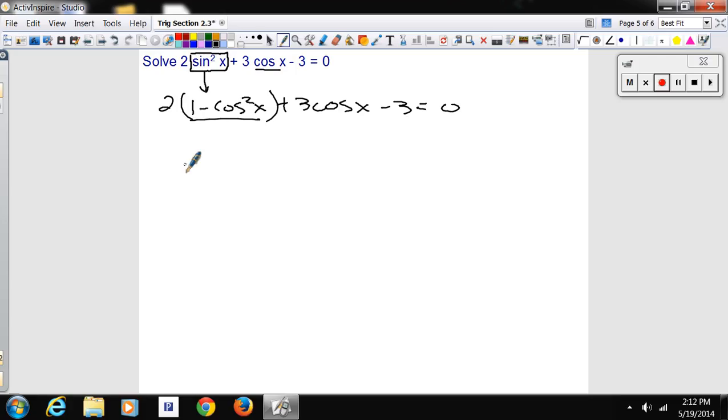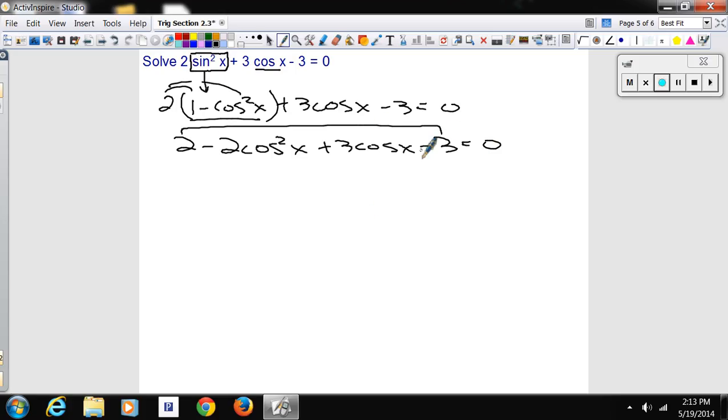You've got to distribute first, right? Got to get this 2 outside here, distribute it, get 2 minus 2 cosine squared x plus 3 cosine x minus 3 equals 0. Then we need to combine our like terms. That 2 and the negative 3 are like terms. So you're going to get negative 2 cosine squared x plus 3 cosine x. And we have a 2 put together with a negative 3. That's a negative 1 equals 0.